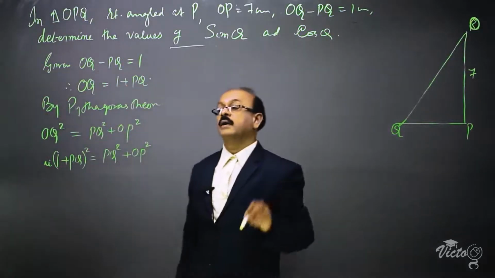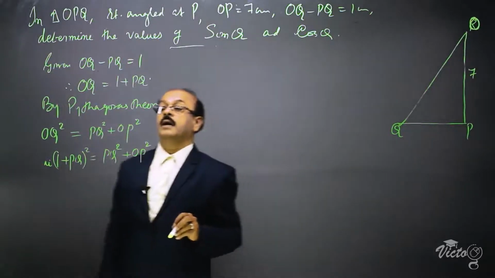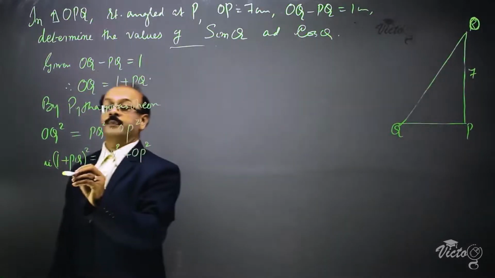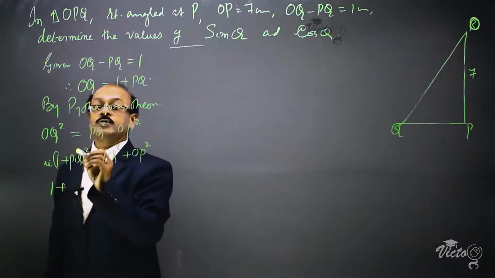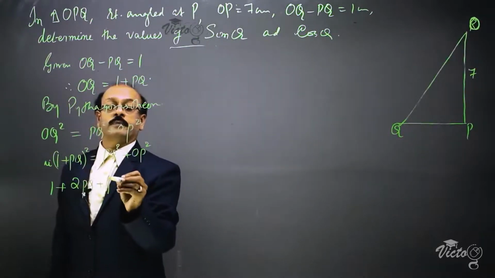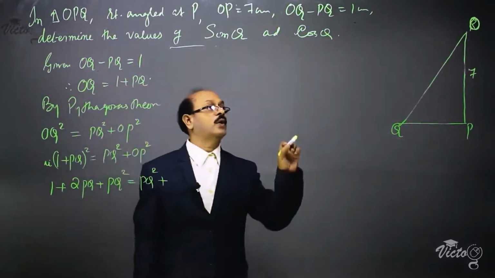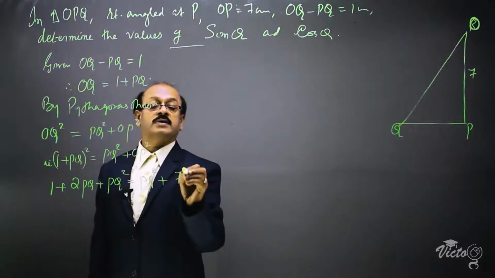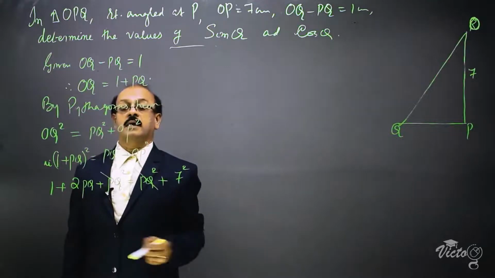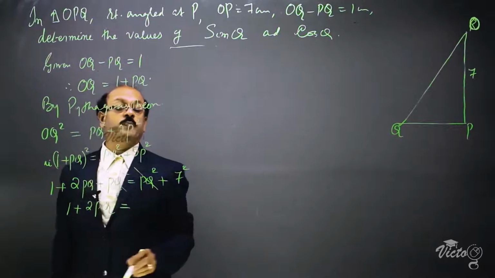Now we have to expand 1 plus PQ the whole square using the identity A plus B the whole square is equal to A square plus 2AB plus B square. That means 1 square, it is 1 itself. 2 into 1 into PQ is equal to 2PQ. Now PQ square is equal to PQ square plus OP square. The value of OP is 7, that is 7 square. Now, this PQ square and PQ square get cancelled. Remaining is 1 plus 2PQ is equal to 7 square.